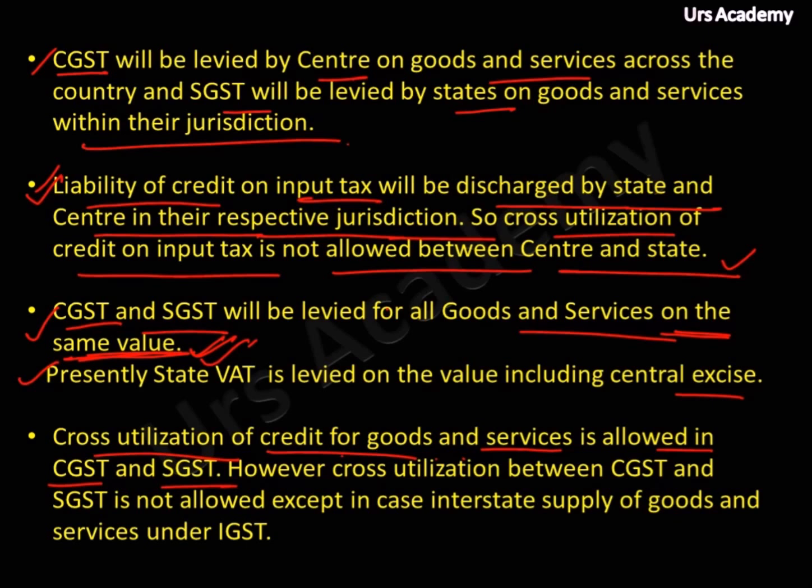However, cross utilization between CGST and SGST is not allowed, except in case of interstate supply of goods and services tax. Under interstate goods and services tax, as I have already told, that is collected by the center, and even the SGST part of the IGST, that means the state goods and service tax part of the integrated goods and services tax, is collected by the center, and then later on that is given to the state. So it is an exception.